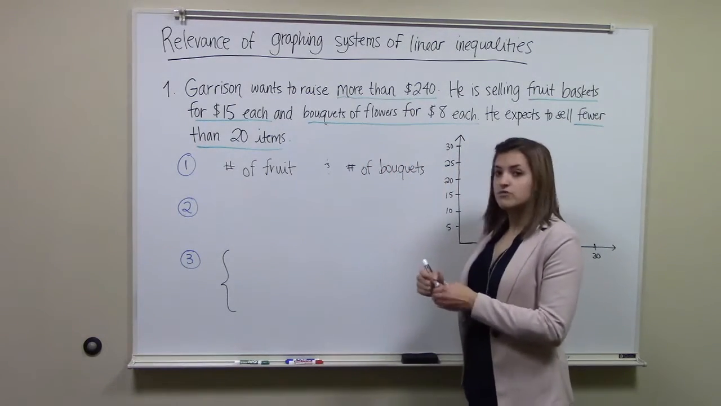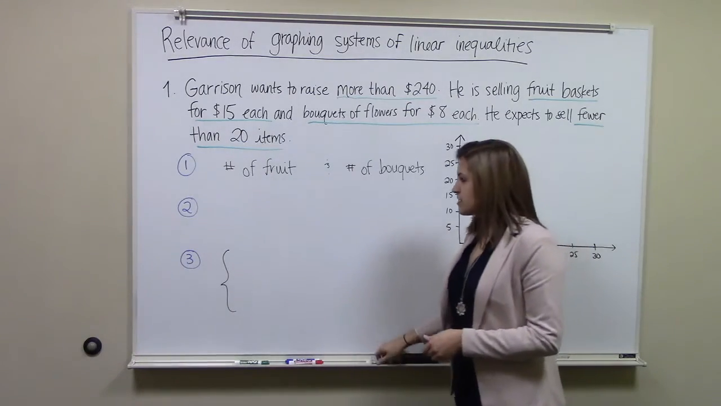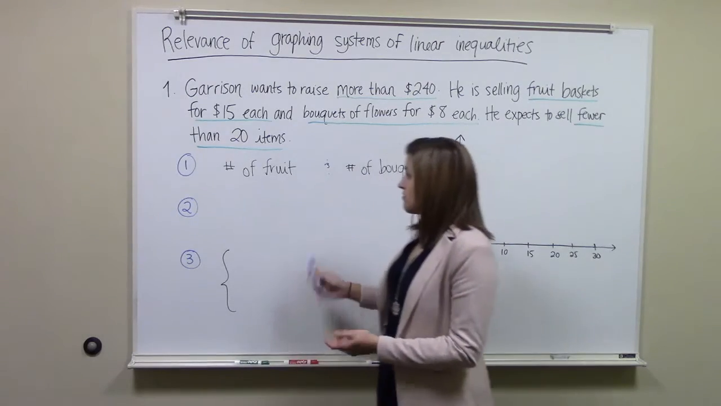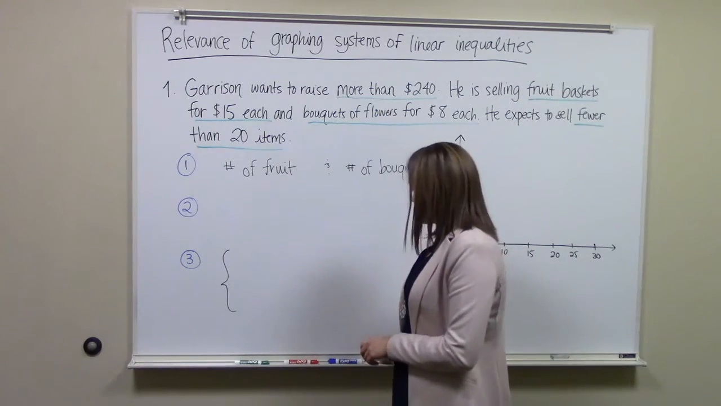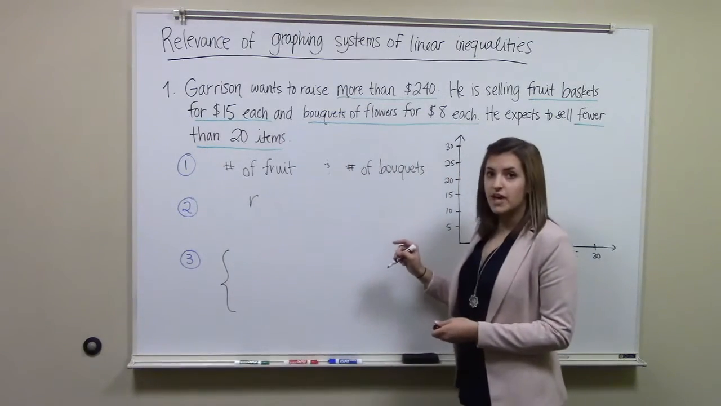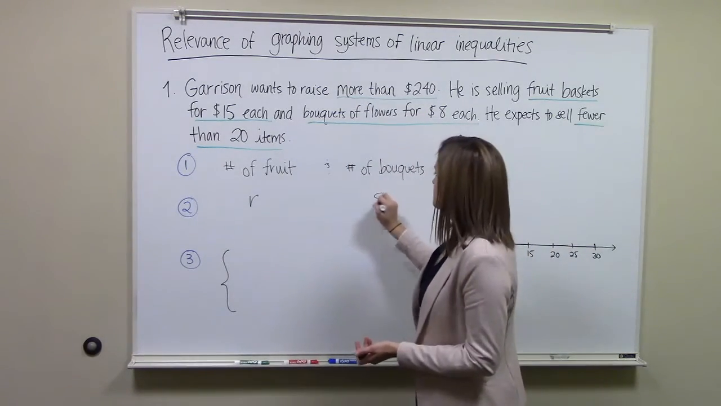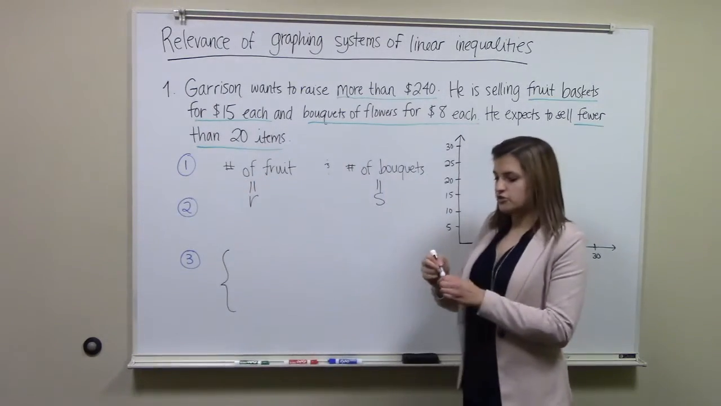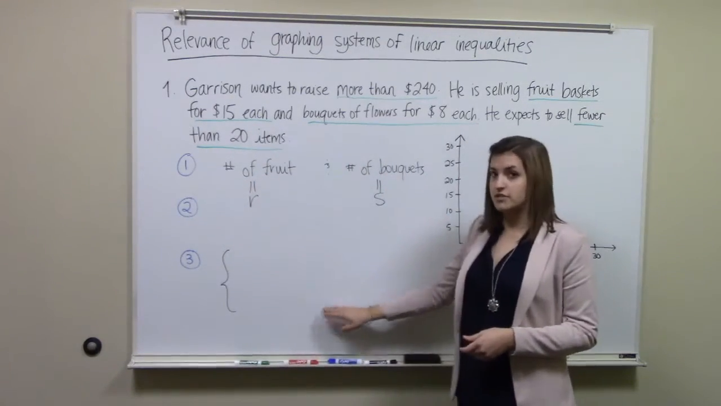All right, so now we can move on to creating our variables. And we can pull our variables directly from what we need to know. So the number of fruit baskets is going to be, let's call it, R. And the number of bouquets we'll call S. So we can use our variables now to create a system of linear inequalities.